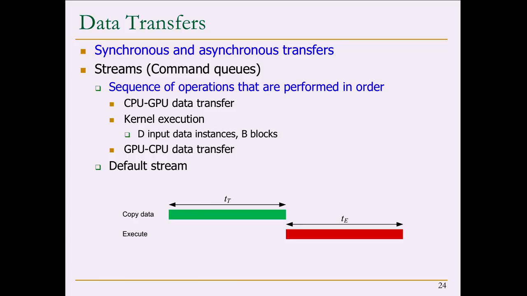Recall in the beginning of the lecture, we talked about the typical program structure. We need to move data from the CPU memory to the GPU memory. We operate on this data in GPU memory, and afterwards we have to move the results from the GPU memory to the CPU memory, right? So what's the problem here?